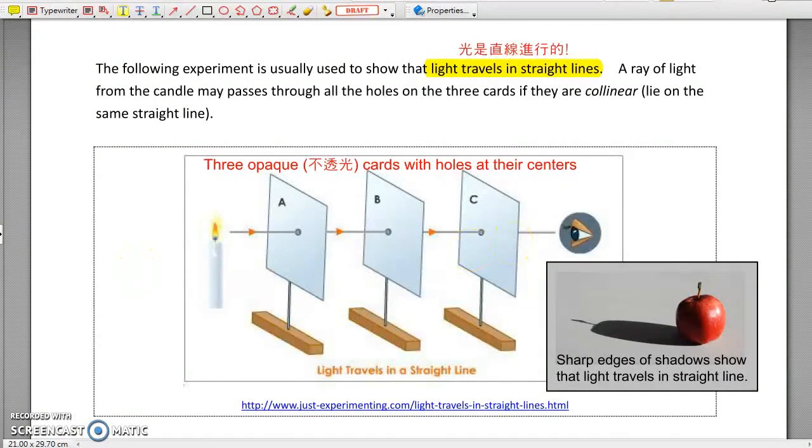First, align the cards so that the holes lie on a straight line, that is, they are collinear. Then check if you can see the flame of the candle at the other end. Next, move card B to one side, left, right, forward, or backward. What happens when card B is moved sideways?